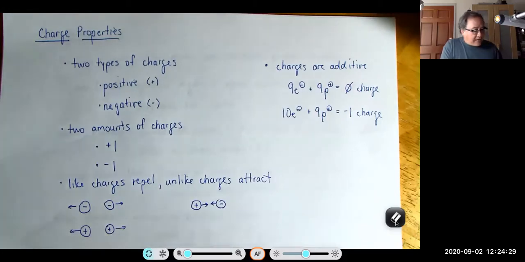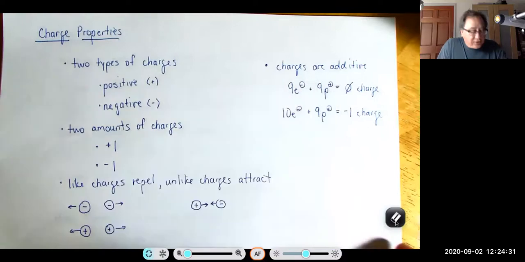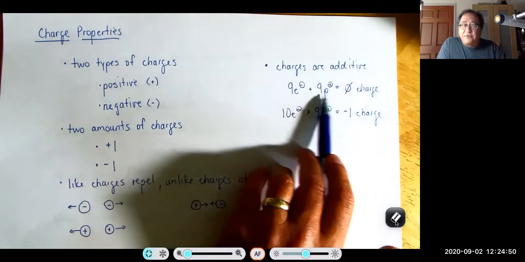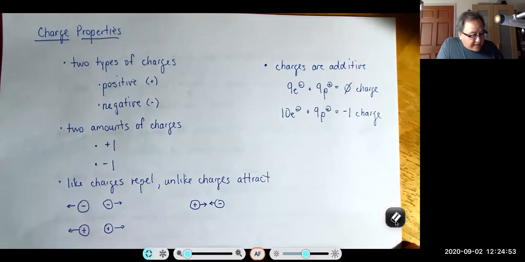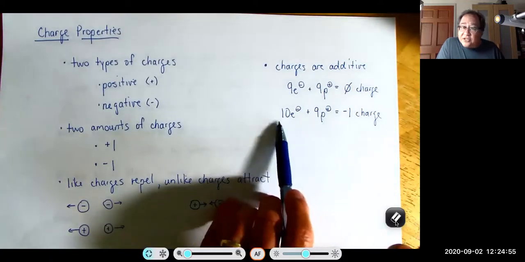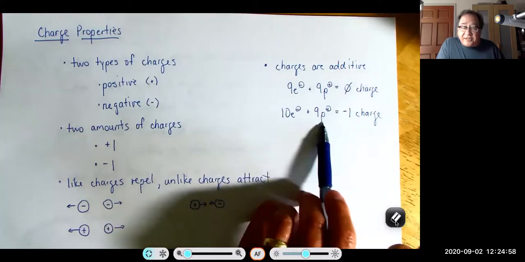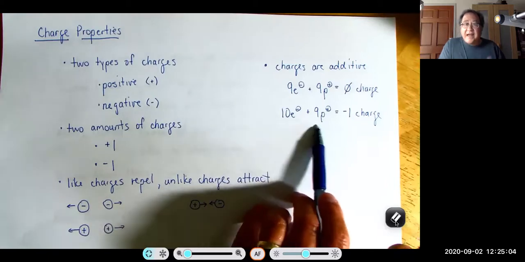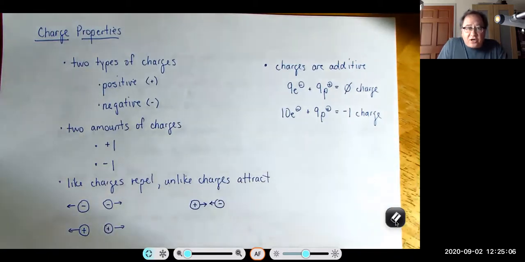Okay. And you also need to know that charges are additive. So here, when we have 9 electrons, each electron with a -1 charge, 9 electrons would be -9 total. 9 protons, each proton with a +1 charge, would be +9 total. So you have -9 here, +9 here, that equals 0 charge. But if you had an atom with 10 electrons in it and a -10 charge, and 9 protons in it, +9 charge, you'd have -10 +9. That atom would have a -1 charge.